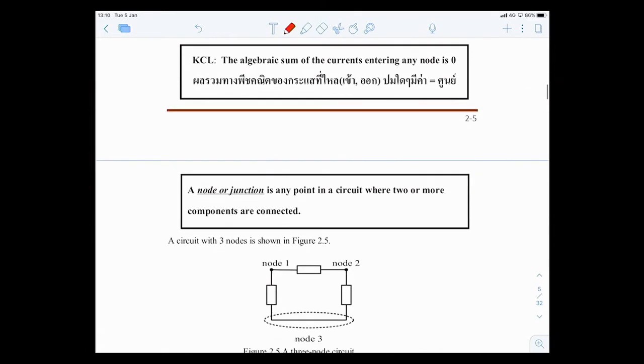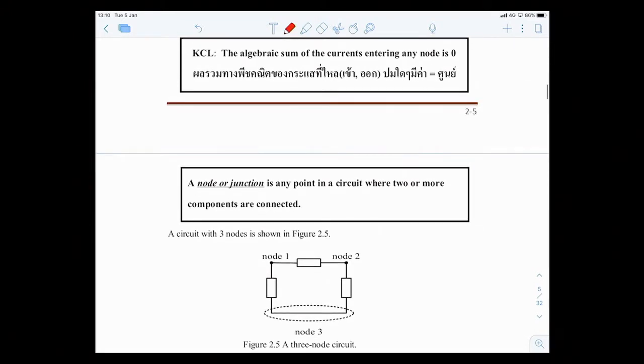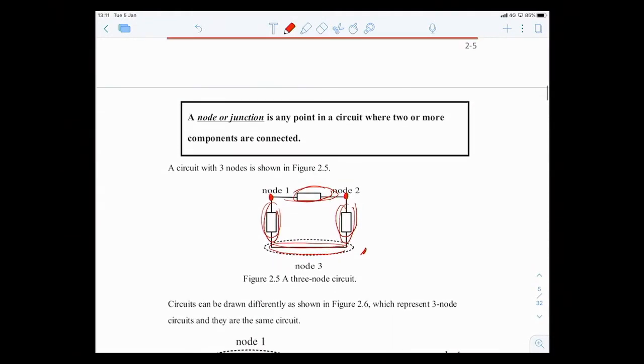Let's have a look. In this figure right here, there are three nodes. This branch and this branch connect together, and this is one node. This branch and this branch, connected at another point, is another node. And this is the third node, where this branch and this branch are connected together, though with an extended wire, but it's still the same node. So there are three nodes here, just to clarify what nodes are.